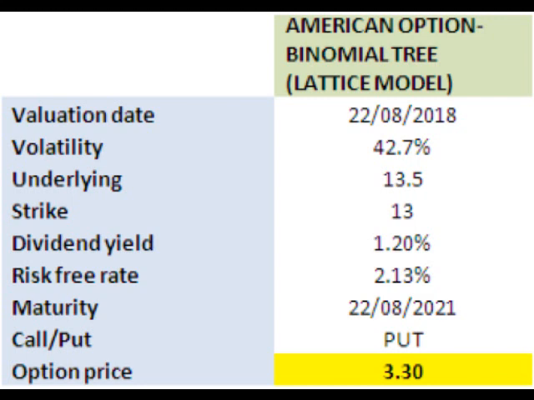Interest rate. The risk-free interest rate is retrieved from Bank of Canada website. Since the tenor of the option is 3 years, we're going to use the 3-year benchmark yield. It is 2.13% as at the valuation date.